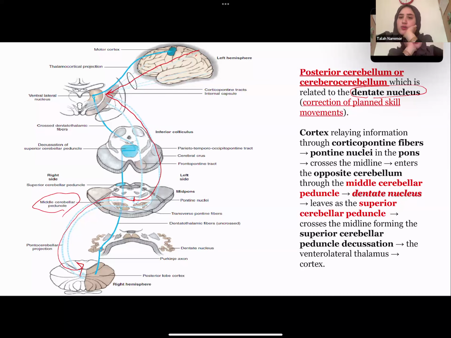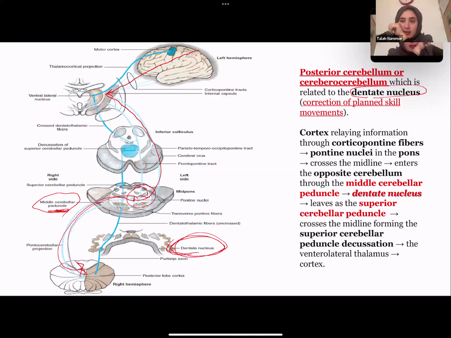So what happens is, as you see, it went to the pontine nuclei, the pons, and then it projected through the cerebellar peduncle into the cerebellum. Where did it land? Into the dentate nucleus. The dentate nucleus, what will it do? It will basically process the information, and it's going to release a signal back into the brain for the appropriate way to execute whatever movement you want.